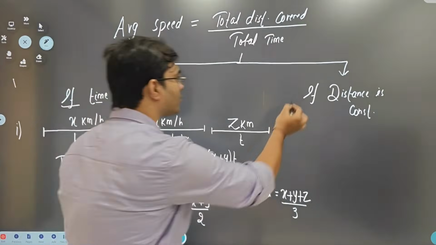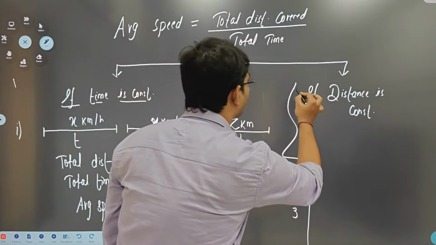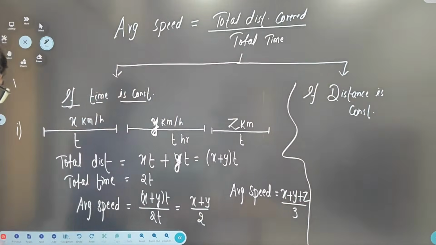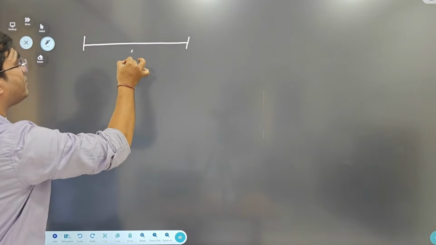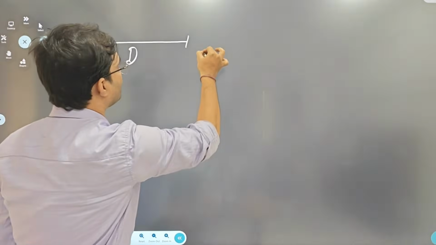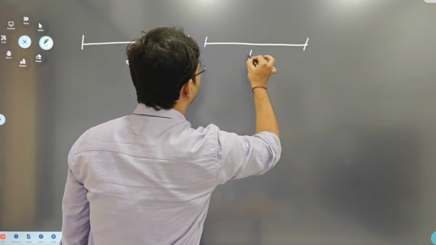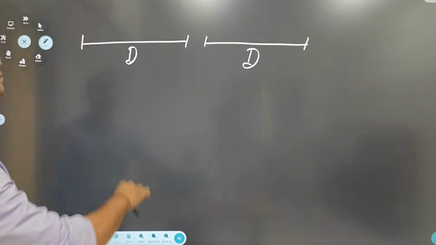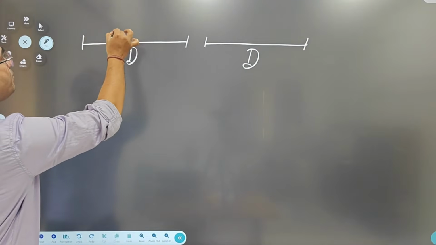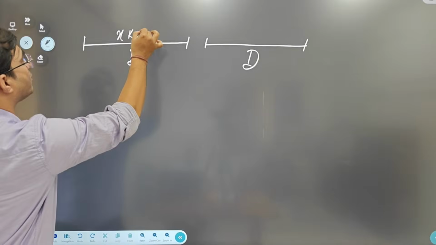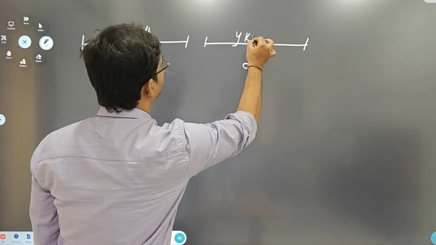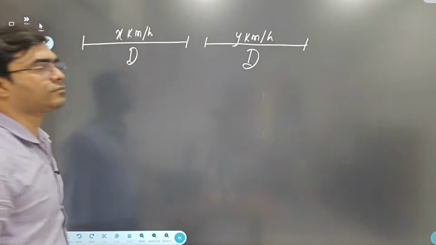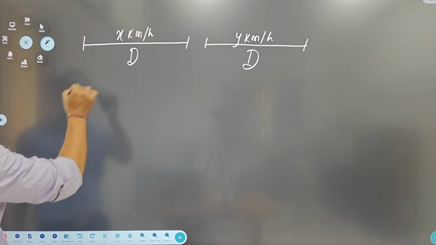Now think about the second case. If distance is constant, how do we find the value of average speed? Let me take another slide now. So let me call, this is a distance d, and one more distance a person has covered, again D kilometer. Then in the first case, speed is x kilometer per hour. In the second case, speed is y kilometer per hour. How will you find the average speed? What is the time taken in the first case?